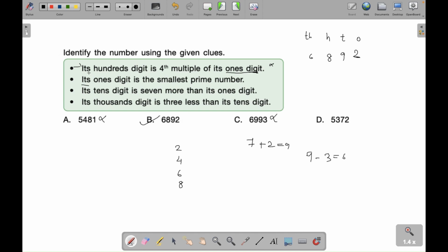Then you can use the first clue. The hundreds digit is the fourth multiple of the ones digit. So we can check: here it is 2 and 8. Here it is 2 and 3. So it is not the fourth multiple. This automatically eliminates this option as the answer. So without actually solving all 4 options, you directly got the answer very quickly, right? So we know the concepts, but we should also know the shortcuts.